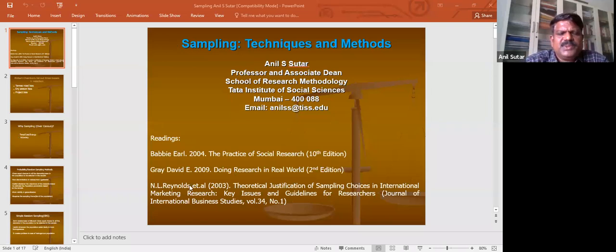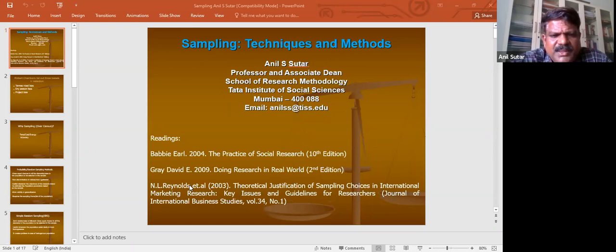Okay. So these are some very important readings you can note down. Earl Babbie's work, The Practice of Social Research, and David Gray's work, Doing Research in the Real World. And one interesting peer-reviewed journal article, Theoretical Justification of Sampling Choices in International Marketing Research by N. L. Reynolds and others. You can even refer to that work also. The article is available on the JSTOR e-resource site. You can access it instantly now also if you have access.